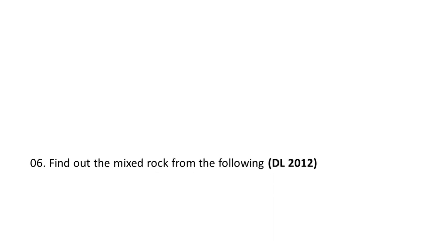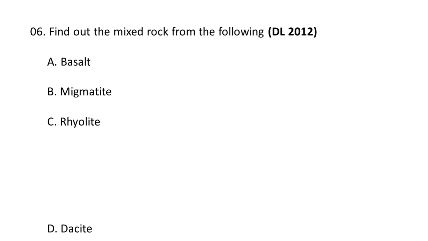Next question. Find out the mixed rock from the following. A. Basalt, B. Migmatite, C. Rhyolite and D. Dacite. The correct option is B. Migmatite. Migmatite is a mixed rock made up of metamorphic and igneous components, and migmatite is a coarse grained heterogeneous rock that is a combination of metamorphic and igneous material. So hence the name is mixed rock. So B is the correct option.